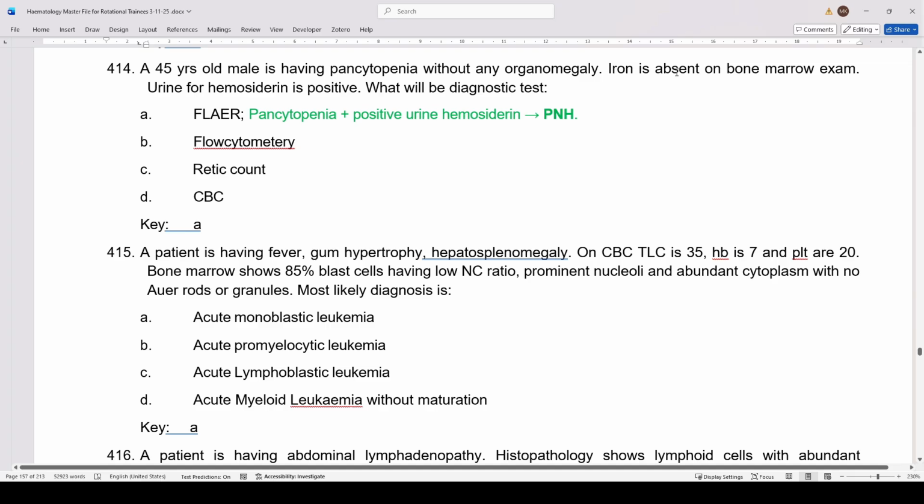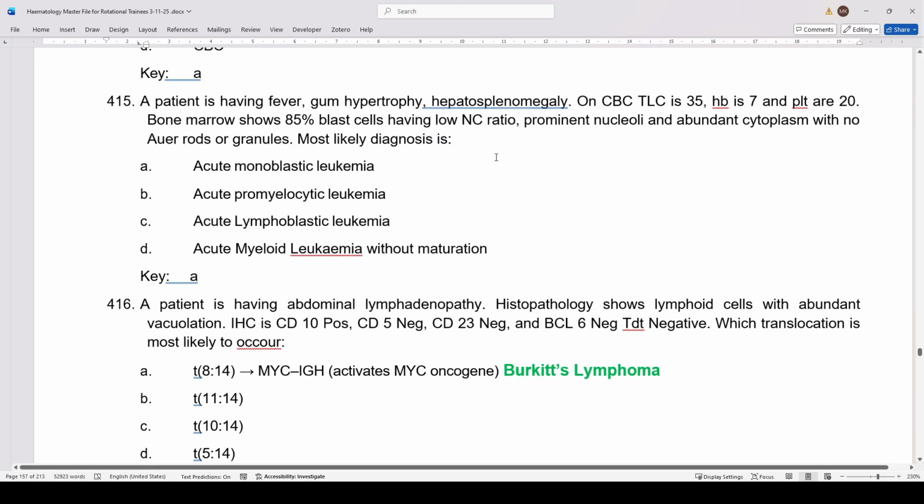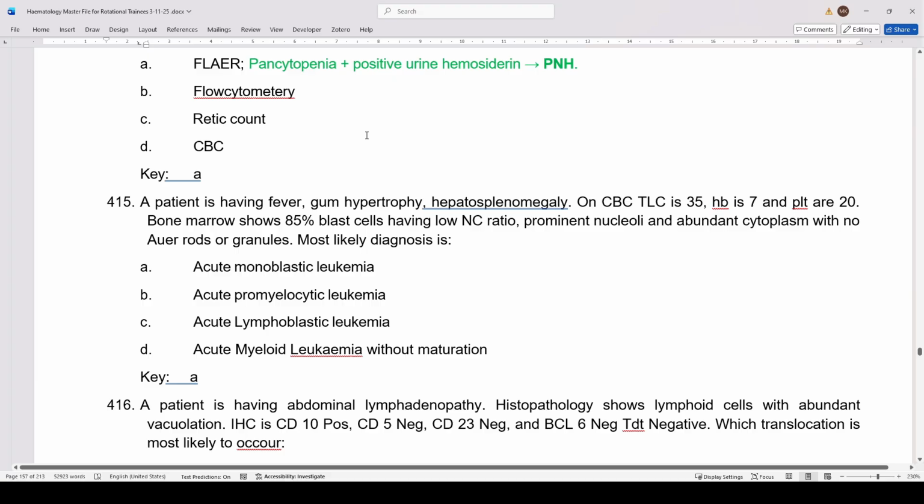Okay, iron is absent on bone marrow exam. Urine for hemosiderin is positive. What will be the diagnostic test? So again, it is a pancytopenia here. Iron is absent in bone marrow, and hemosiderin is positive. So hemosiderin comes positive in case of PNH. Okay, what will be the diagnostic test? So the diagnostic test is again flow cytometry, fluorescent aerolysin test. Okay, we will do this to see CD52 and 55. Okay, pancytopenia and positive urine hemosiderin points to PNH. Okay, so many questions we have seen came from PNH, so you should revise PNH before your exam. Okay, so it's an important topic.